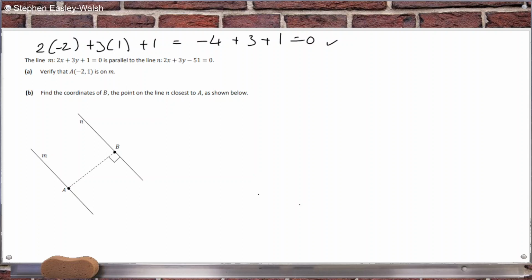Yeah, the last time I did this question a couple of years ago, I did it as the intersection of two lines. So I find the equation of this line and intersect it with this line using simultaneous equations and solve for B. But, okay, if you look at M, you can see the slope here is equal to minus 2 over 3, which means the slope here is 3 over 2.